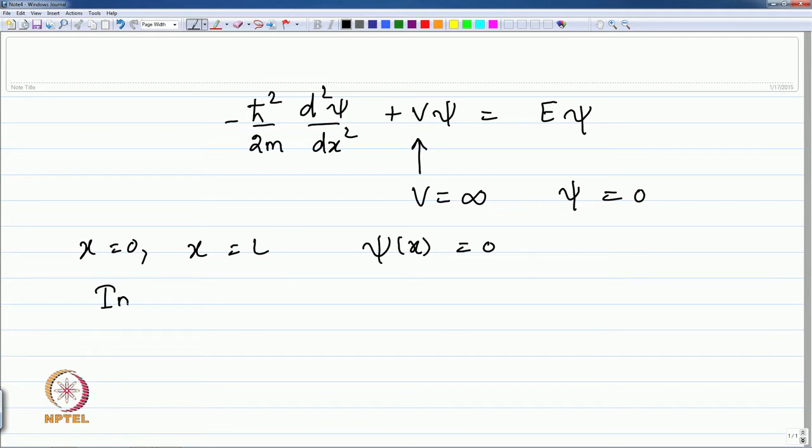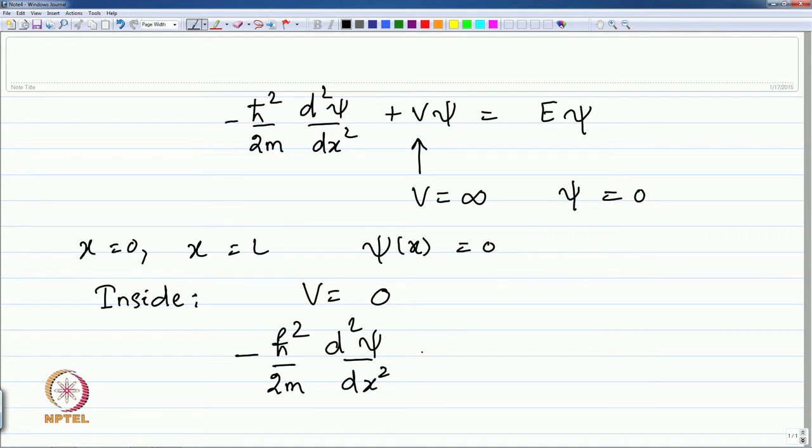Inside the box, we have V is 0. Therefore, what we have is minus h bar squared by 2m d squared psi by dx squared is equal to E psi. Okay. The total energy, because there is no potential inside the box.